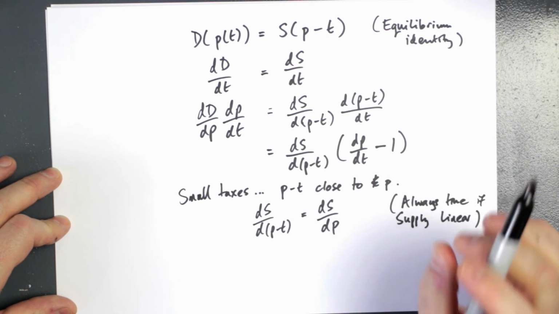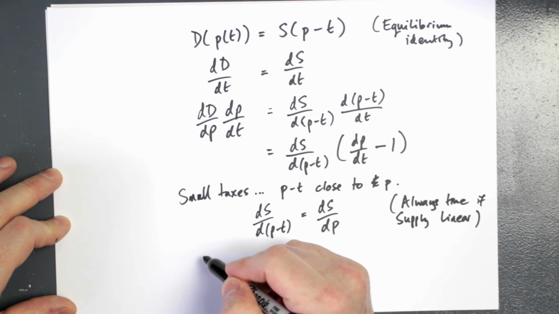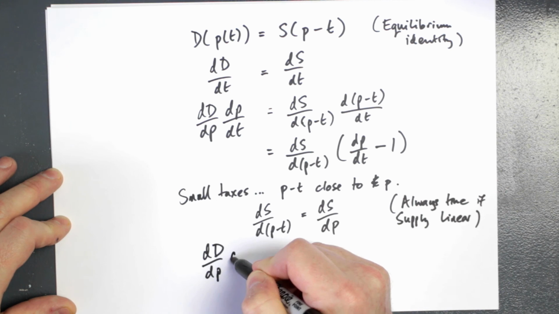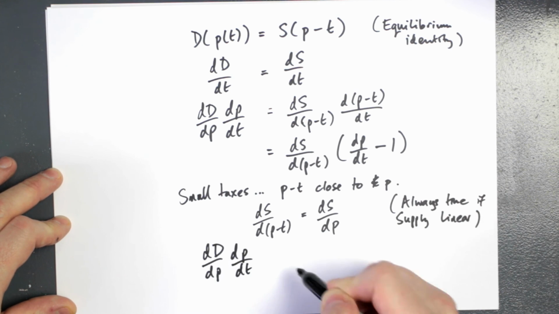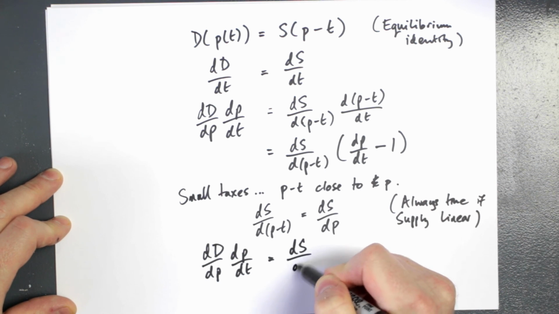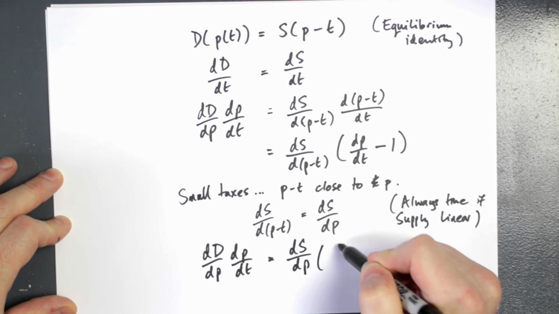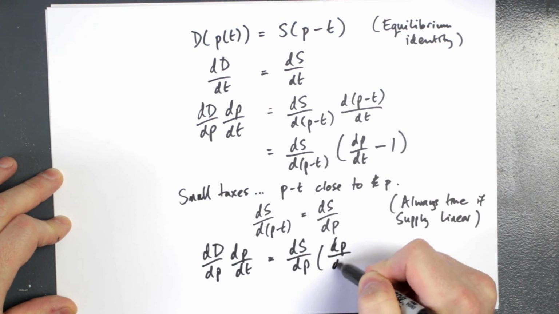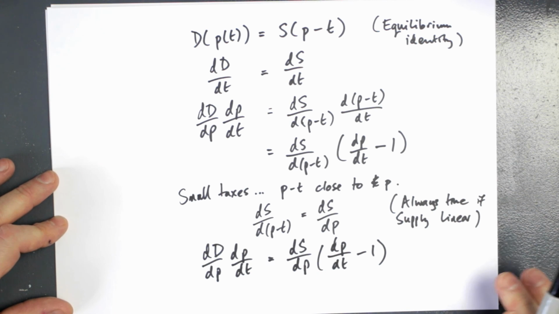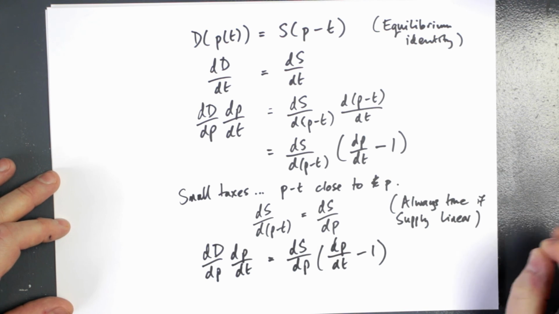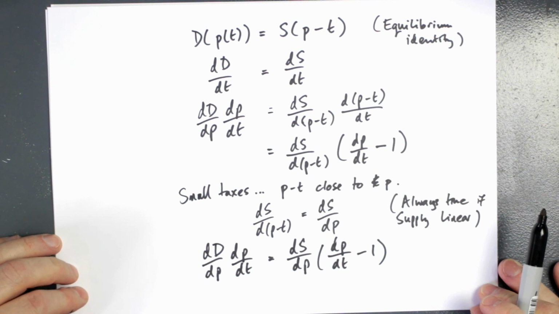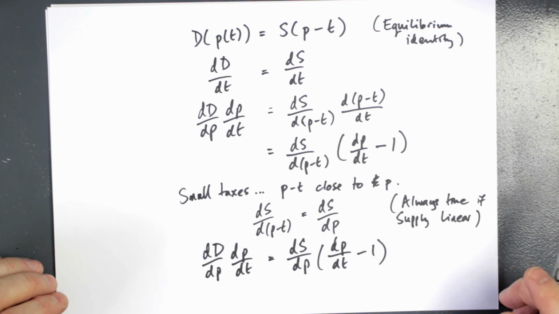In which case we can rewrite our equation: the derivative of demand with respect to price multiplied by the derivative of price with respect to tax is equal to, and I'm going to replace this term here with the derivative of supply with respect to price, minus 1. Okay, so this is an approximate equation that's a very good approximation when the tax is small, or if supply is linear, then it's exactly true.